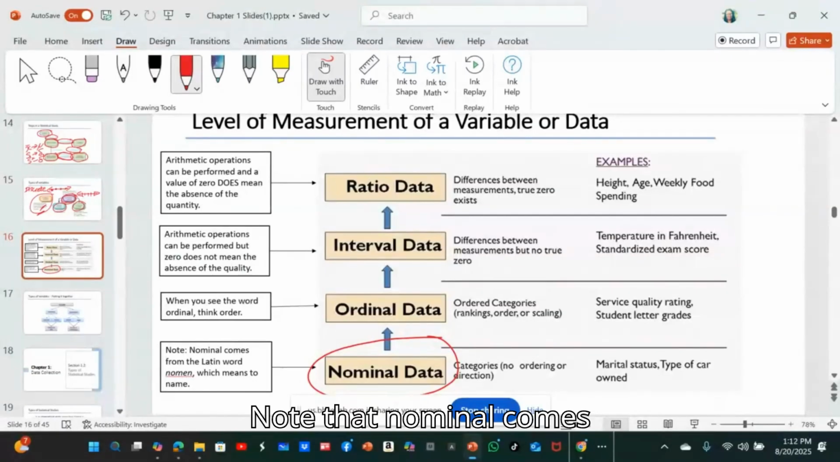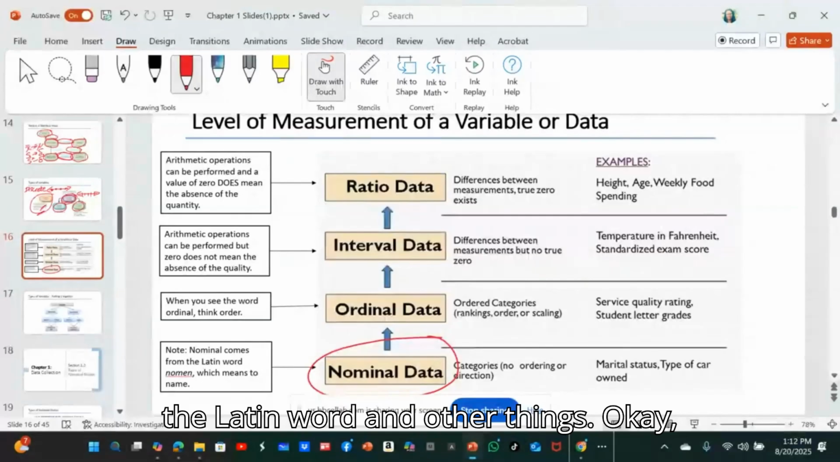Note that nominal comes from the Latin word, and other things.